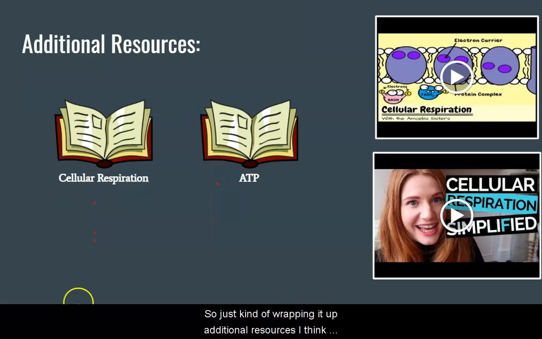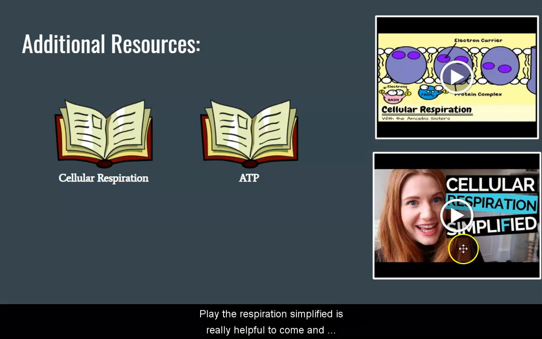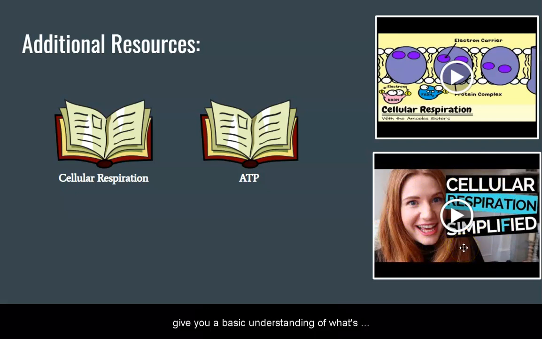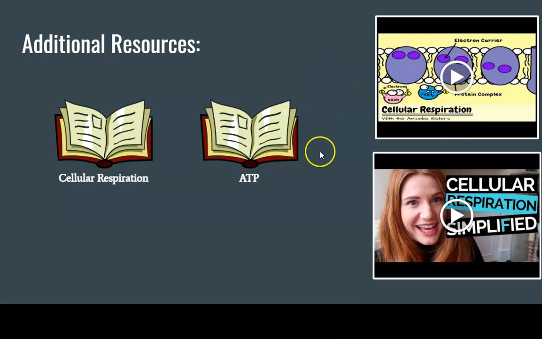So just wrapping it up, additional resources. I think this explanation here in the bottom video, Cellular Respiration Simplified, is really helpful to give you a basic understanding of what's going on without getting too detailed. The Amoeba Sisters video is also good, but it goes into a little bit more detail than the top part of the presentation. If you want those detailed 3 steps of the process, that's an excellent video. Then if you want to go to the textbook to read a little bit more about it, see some more videos, or do some practice questions, you can go to cellular respiration or ATP specifically.